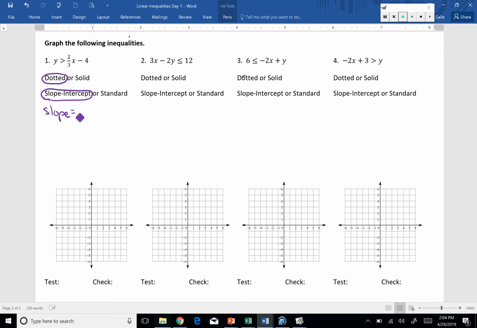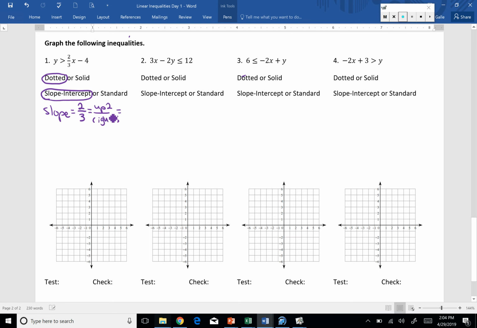What do we think? The 2/3, yeah. Now it's not my slope just because it's the fraction. It's my slope because it's with the x. It's the x coefficient. That's why it's my slope, not because it's the fraction. So I can move how for a slope of 2/3? I can go up 2 and right 3.